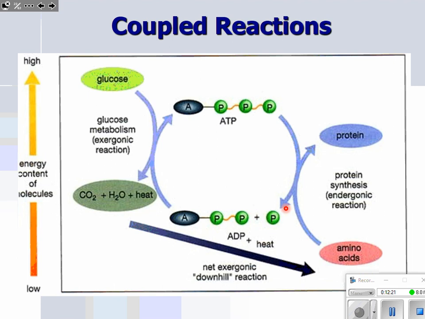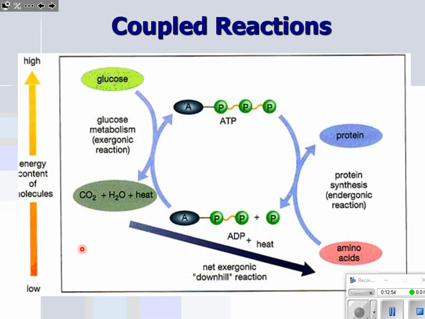Now, here's another thing to realize. Very rarely in nature does an endergonic or an exergonic reaction exist in isolation. Usually, if there's an endergonic reaction, it's going to get its energy from another chemical reaction that is exergonic. And we call this idea in biology coupled reactions. And here's a couple of examples.